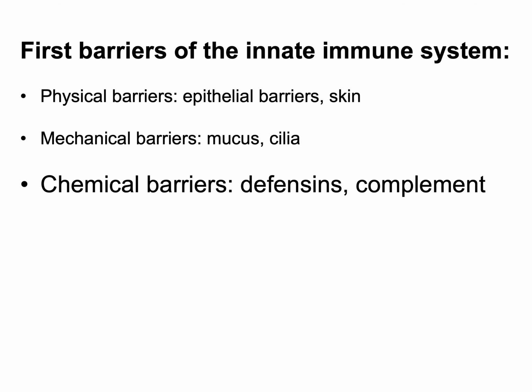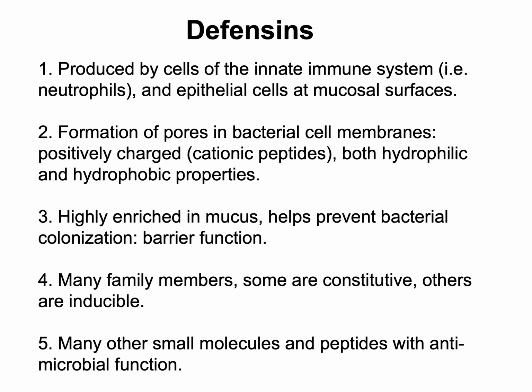Now, there are a number of barriers within the innate immune system, including physical barriers such as epithelial barriers and skin, mechanical barriers like mucus and cilia. We're not really going to talk about those much. Instead, we're going to skip straight to talking about chemical barriers such as defensins and complement.